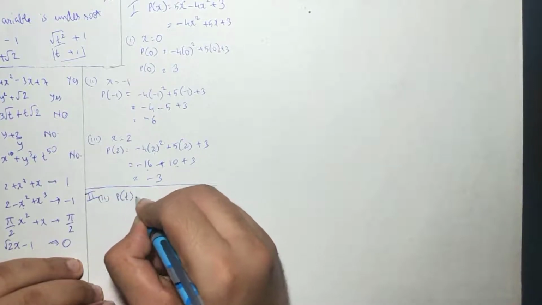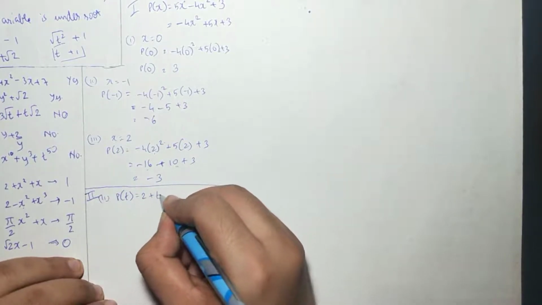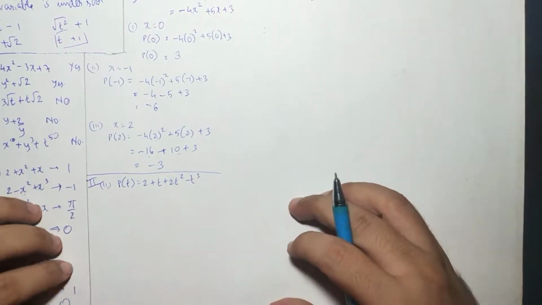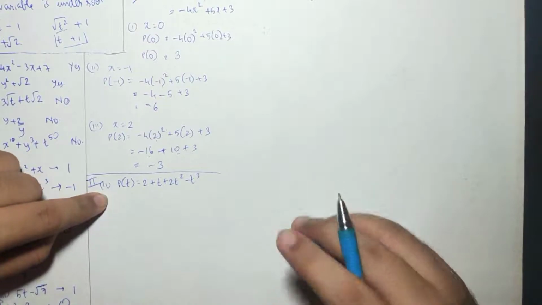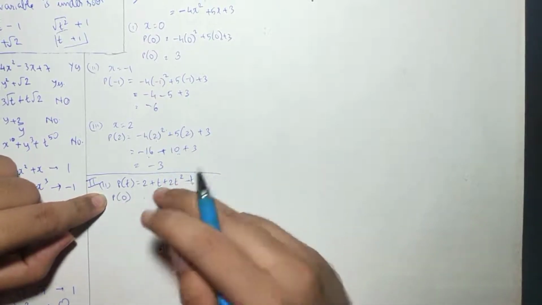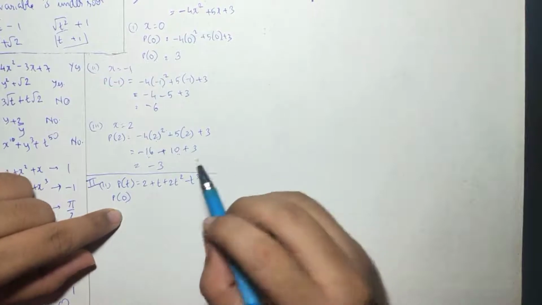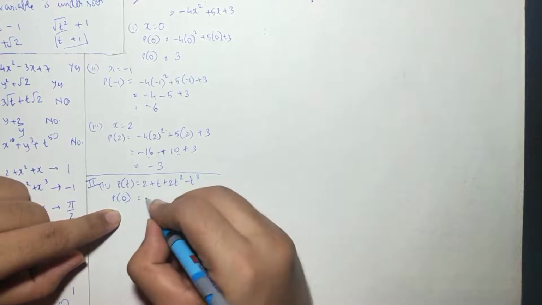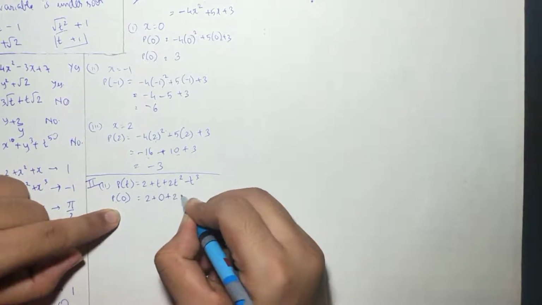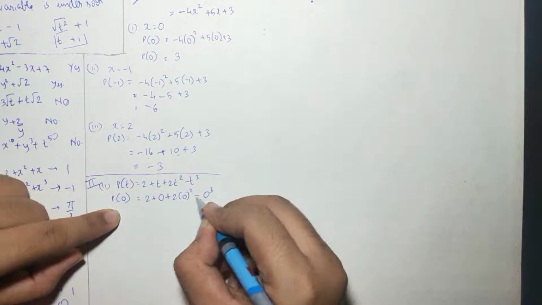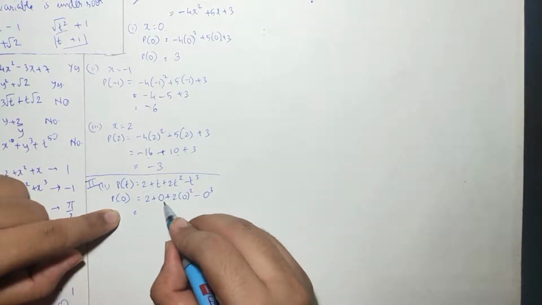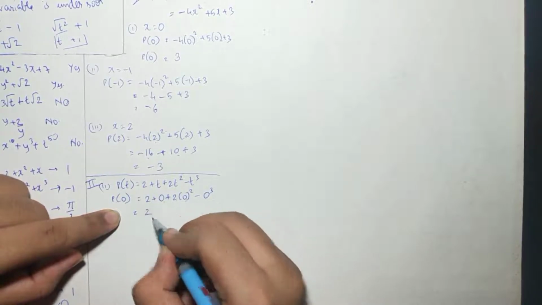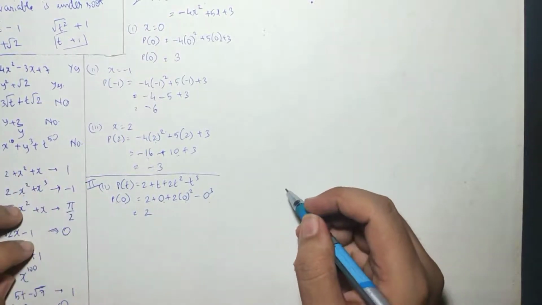P of t is given to us as 2 plus t plus 2t square minus t cube. For this polynomial, we have to find p of 0. Means in the variable place we have to use the value 0. So 2 plus 0 plus 2 into 0 square minus 0 cube. 2 into 0 will be 0, again 0. So these all three become 0. Only 2 remains. The answer would be 2.